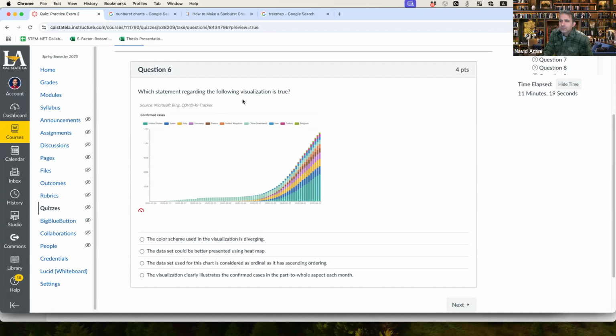So which of these statements is true? The color scheme is diverging. No, that's irrelevant here. It's not continuous. So we have multiple categories. The data set could be better presented using a heat map. No, with heat maps, we are going to have a hard time performing between category comparisons.